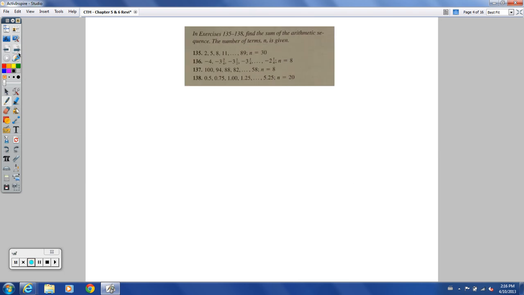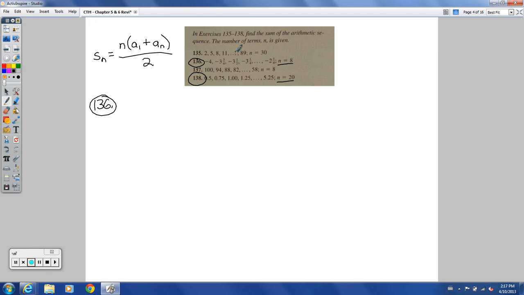Let's check out the next batch. So 135 to 138. Find the sum of the arithmetic sequence. The number of terms n is given. So we're going to look at this one and this one. We have n here and here, so that's important. For both of these questions, we're going to be using that sum formula for arithmetic sequence, which was you're taking the number of terms, take the first term and the last term, add those two things together, and divide that by 2. So we're going to use this formula for both.